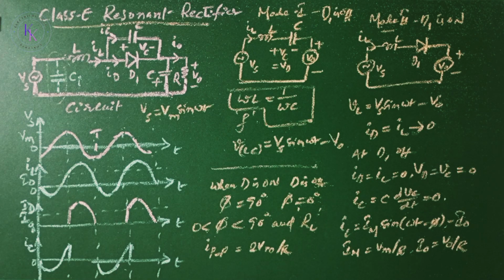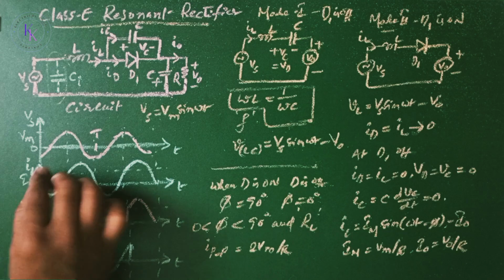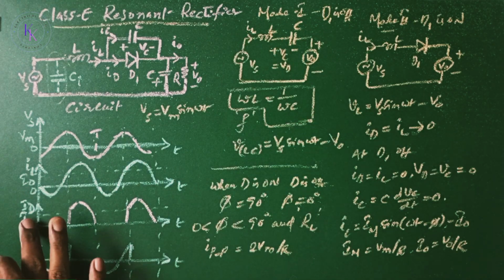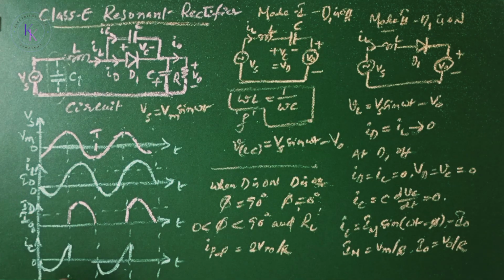These are the waveforms regarding the input voltage Vs, current through the inductor L, IL, the current through the diode ID, and the current through the capacitor IC. This is regarding the Class E resonant rectifier.